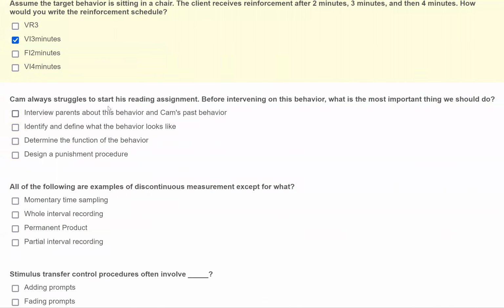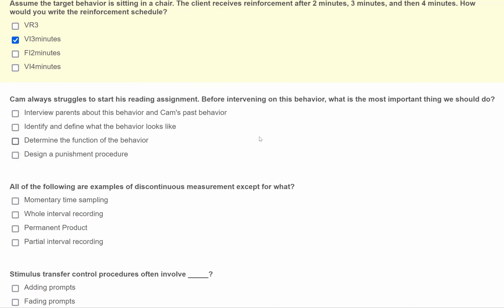Cam always struggles to start his reading assignment. Before intervening on this behavior, what is the most important thing we should do? Kind of an open-ended question, right? All we know is Cam struggles to start his reading assignment. Before intervening, what should we do? All right. So we need to do an assessment first, right?